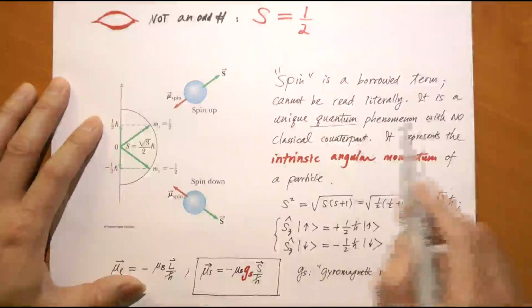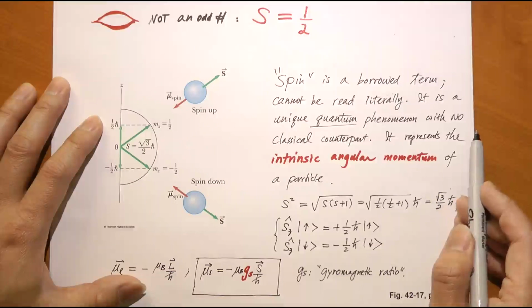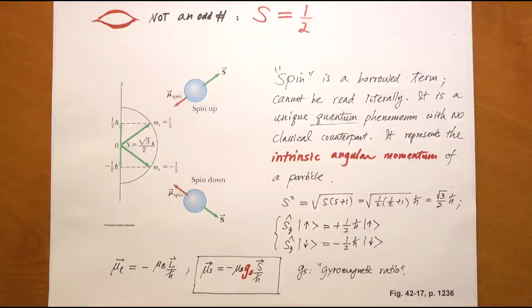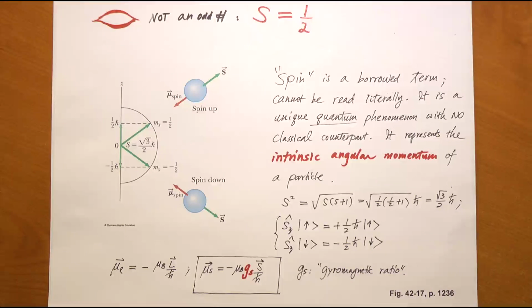And it is a unique quantum phenomenon. There is no classical correspondence. There are no classical counterparts. Okay, the true idea behind the spin is that it represents the intrinsic angular momentum of a particle. The particle somehow just has an angular momentum without any orbital motion. Intrinsic angular momentum. No such thing in classical physics.